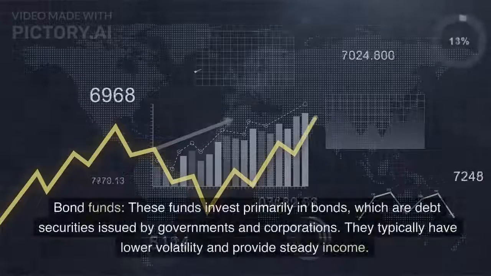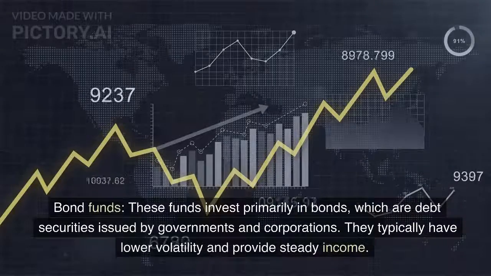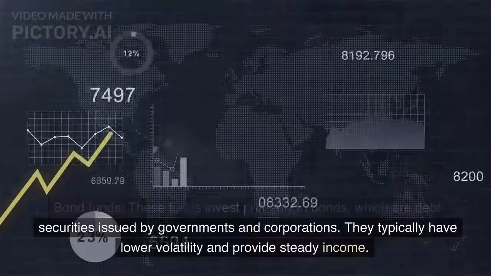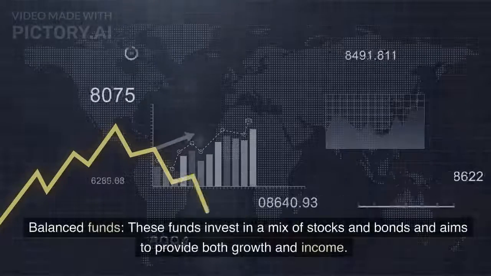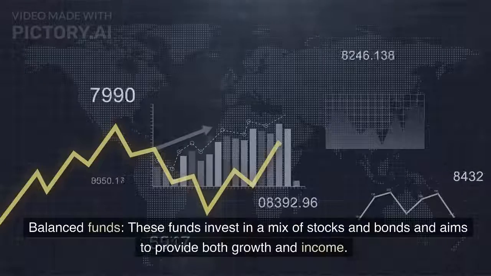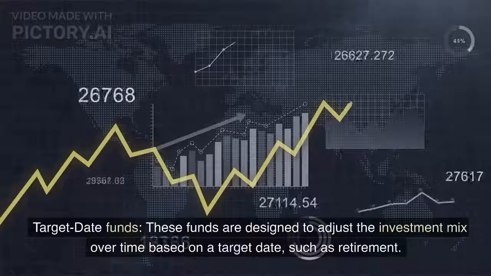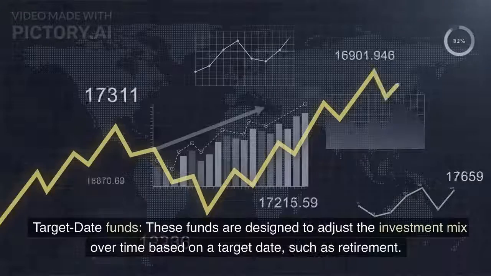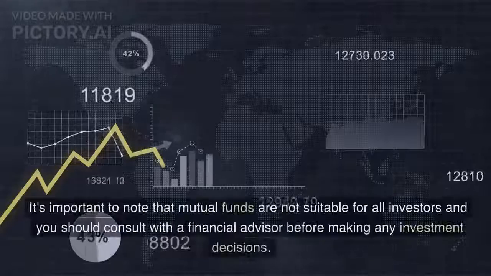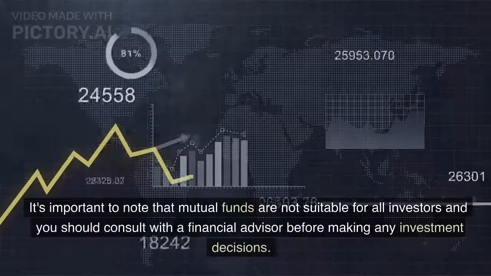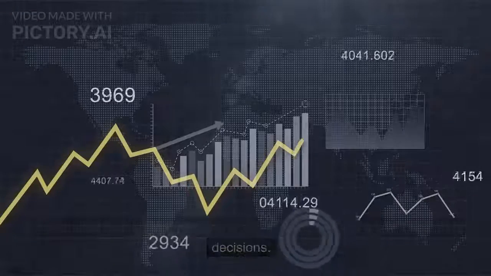Bond funds. These funds invest primarily in bonds, which are debt securities issued by governments and corporations. They typically have lower volatility and provide steady income. Balanced funds. These funds invest in a mix of stocks and bonds and aim to provide both growth and income. Target date funds. These funds are designed to adjust the investment mix over time based on a target date, such as retirement. It's important to note that mutual funds are not suitable for all investors and you should consult with a financial advisor before making any investment decisions.